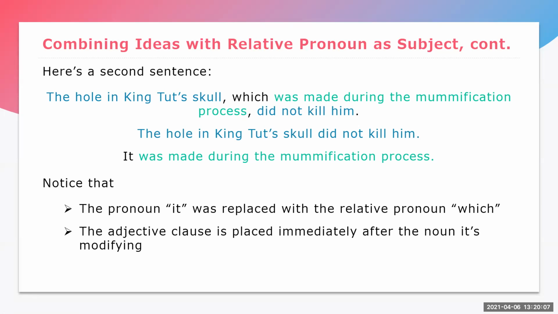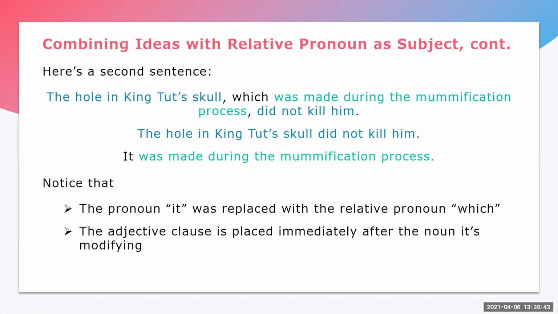Now let's take a look at a sentence with an adjective clause where the subjects of both clauses is a thing. So here we have two sentences about the hole in King Tut's skull. The hole in King Tut's skull did not kill him. It was made during the mummification process. We can replace the pronoun it in the second sentence with the relative pronoun which. And now you have an adjective clause, which was made during the mummification process.